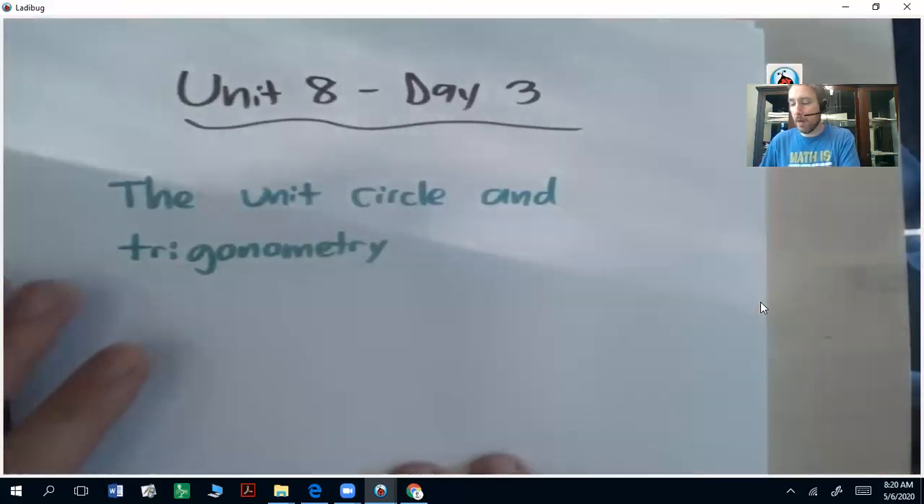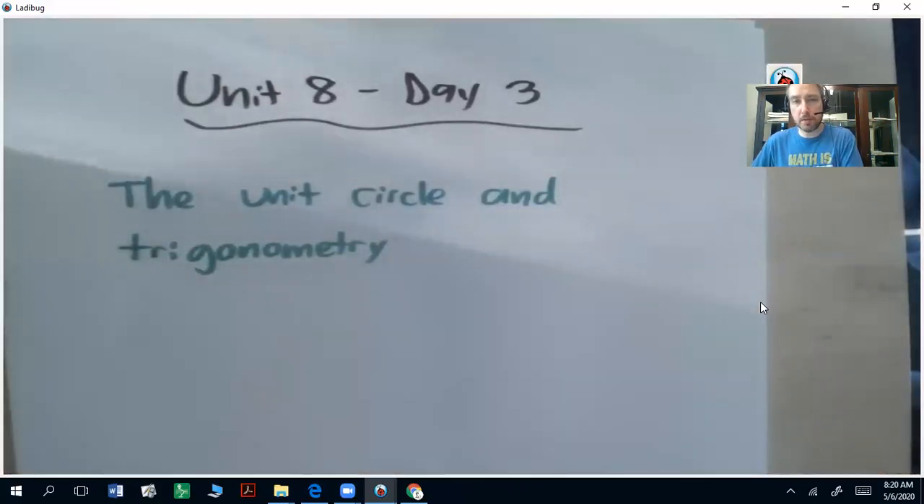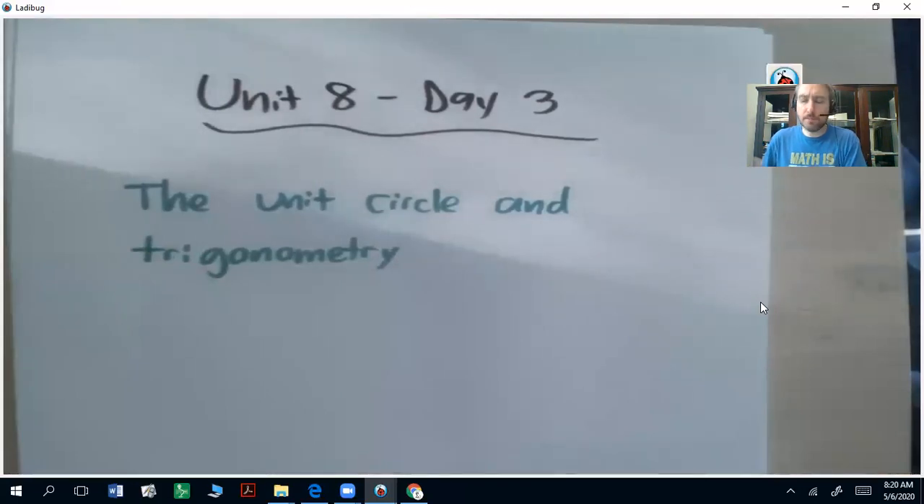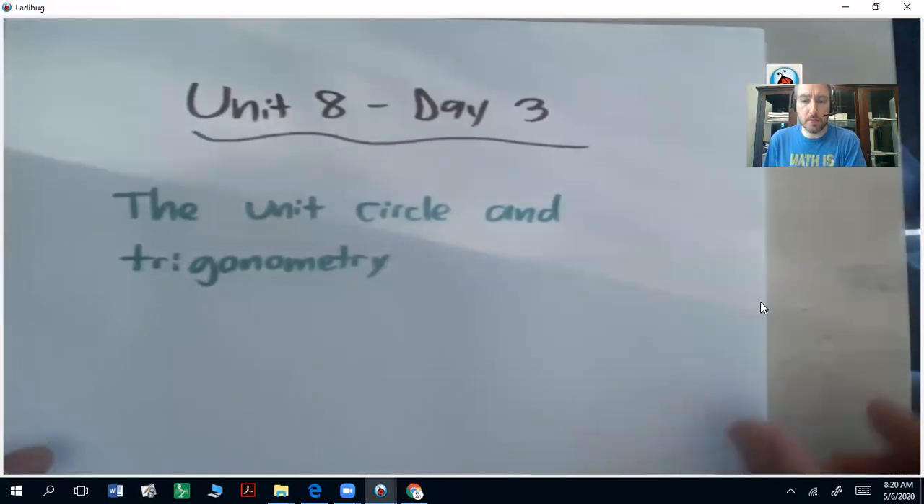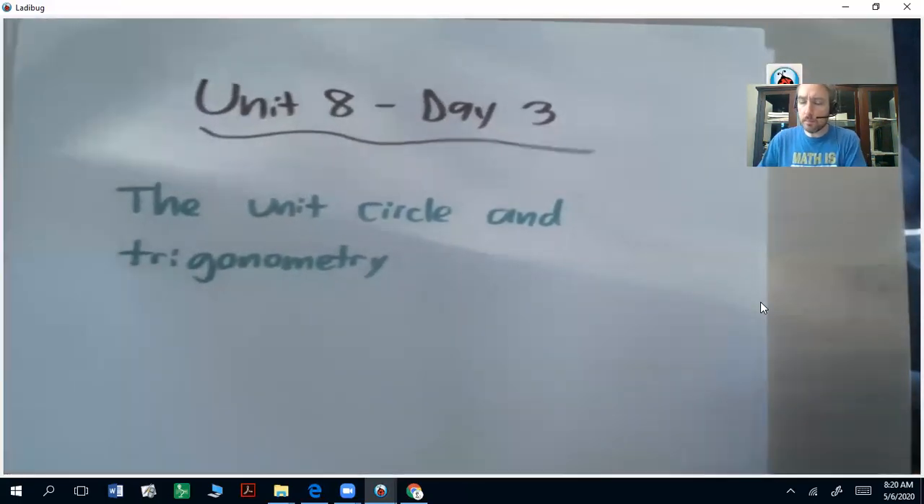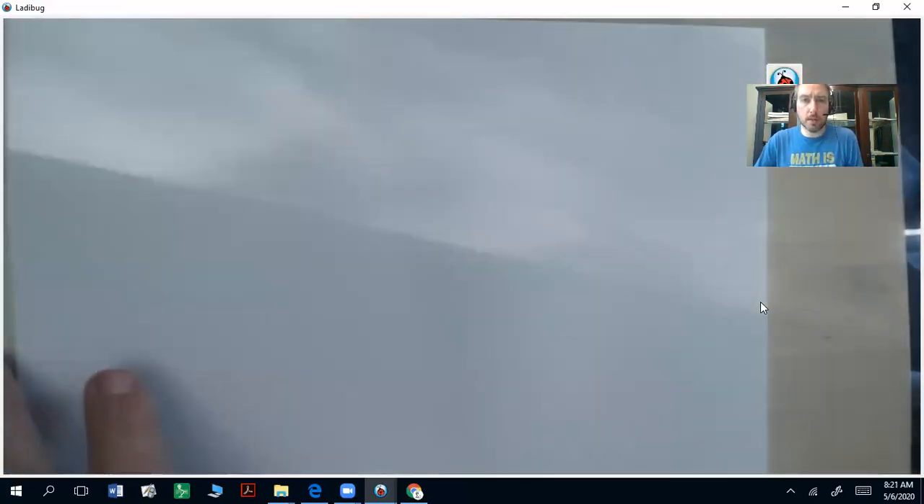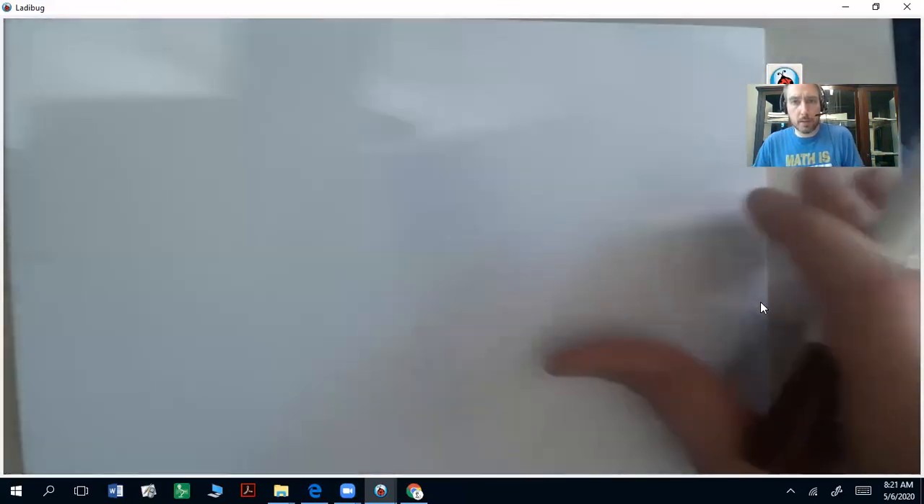Before we do that, I want to show you how to create your own unit circle in case you're not able to print one out while you're doing these notes, or when you take an exam or any test, typically you're not given a unit circle to work with. So you can make one the following way.